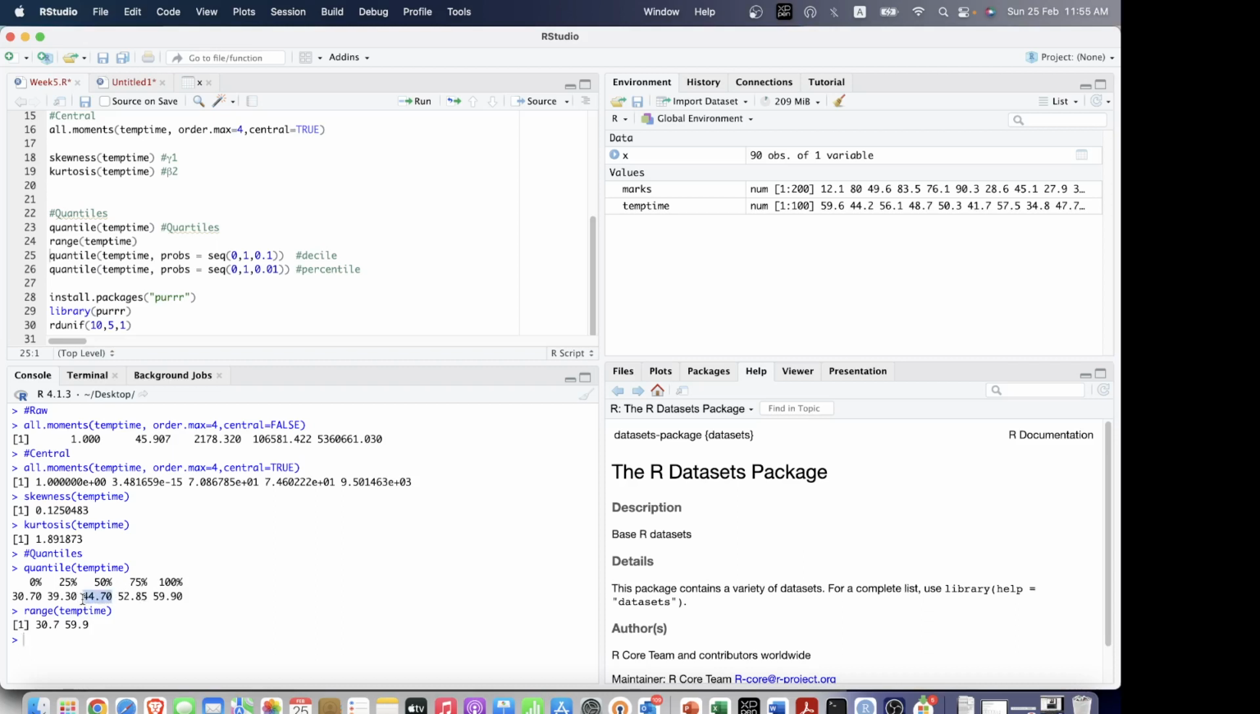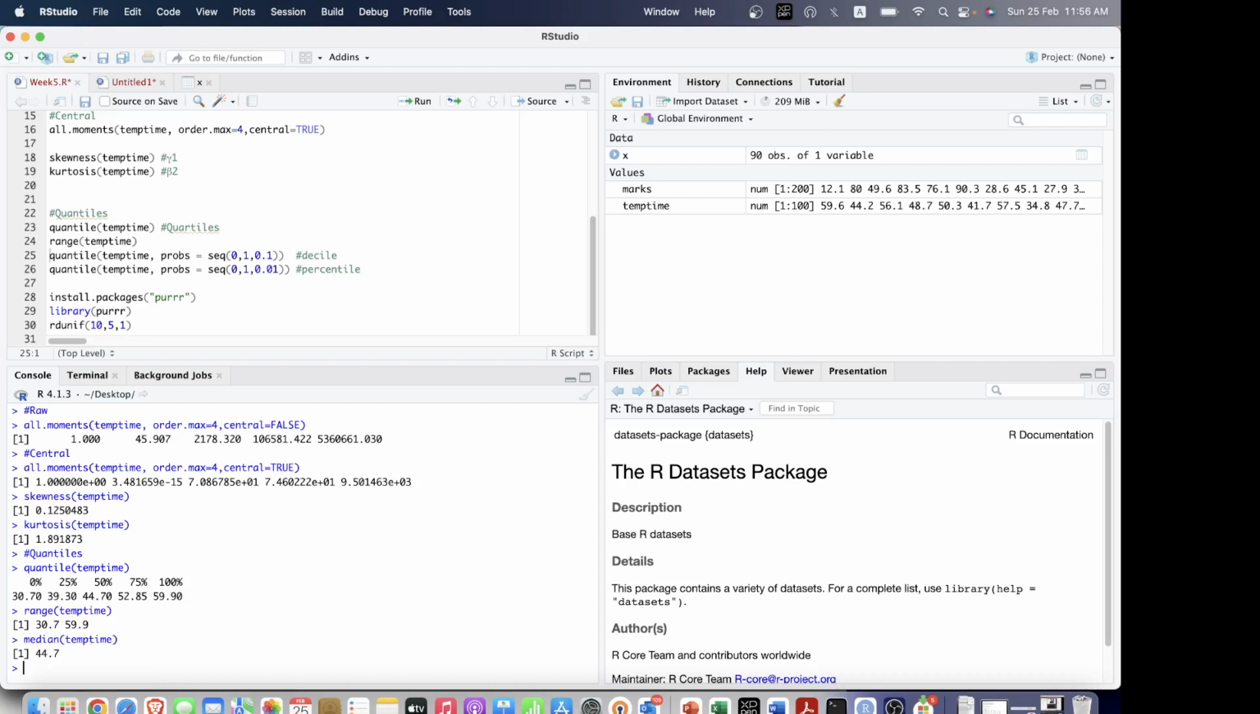This actually is nothing but the median of your data that I was talking about. So if you have very skewed data, if you have to report a measure of central tendency, you should report the median, which is 44.7. You can also use this command. That is also fine.